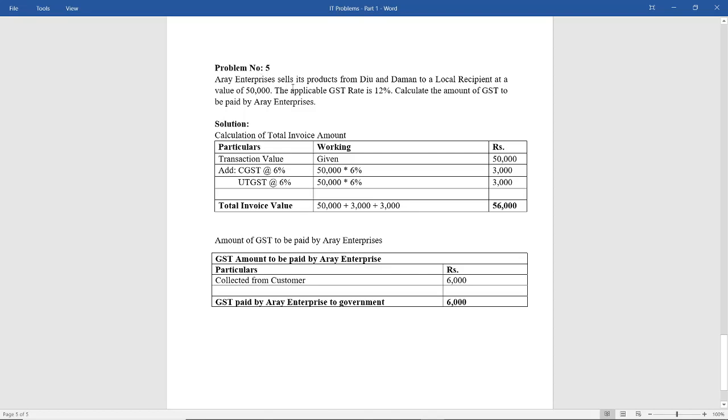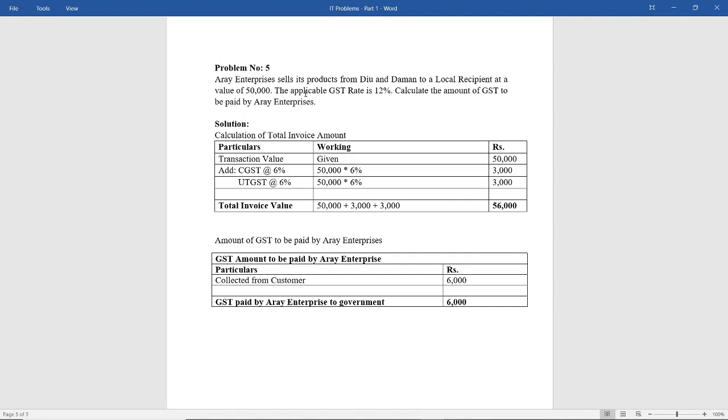Ari Enterprises sells its products from Daman and Diu to a local recipient at a value of 50,000. The applicable GST rate is 12%. Calculate the amount of GST to be paid by Ari Enterprises. So Ari Enterprises is selling products belonging to Daman and Diu to a local recipient, meaning the purchaser is also from Daman and Diu. Now any sale in Daman and Diu is nothing but a union territory. So the sale is happening within the union territory.